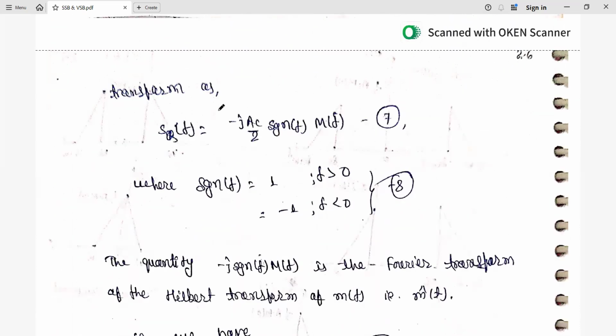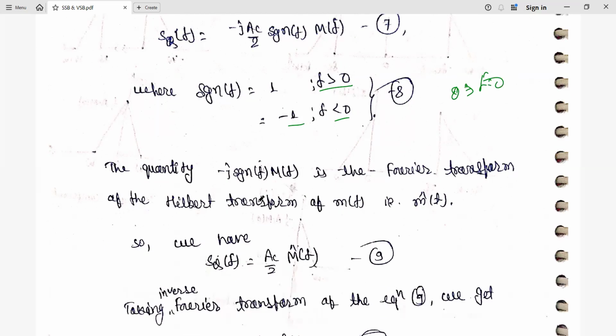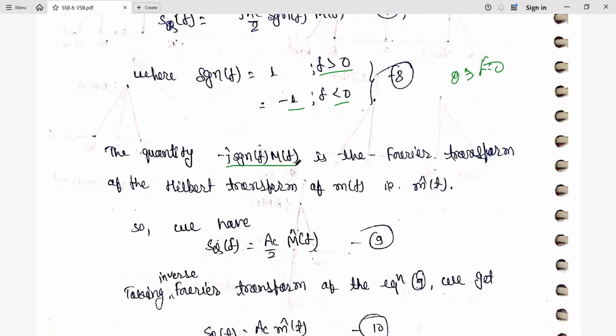Here we are going to use the Hilbert transform. So Sq of f can be written as minus j Ac by 2 signum function and M of f. Signum we have already seen. It has value 1 for the positive frequency, minus 1 for the negative frequency, and it is 0 for f equal to 0. So this quantity in the RHS, minus j signum of f M of f, what is it? It is the Fourier transform of the Hilbert transform of m of t, that is M cap of t. So this is the Fourier transform of M cap of t. So please go through the Hilbert transform seriously.